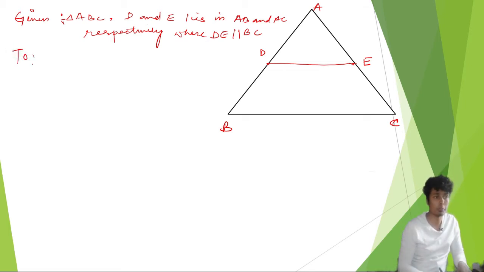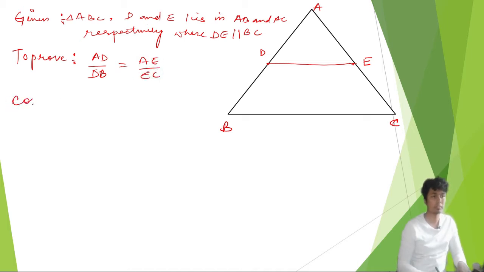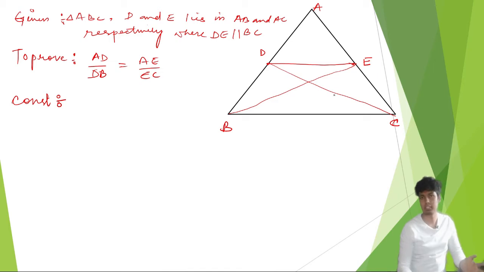Now, what do we need to prove? To prove: AD by DB must be equal to AE by EC. Now, construction. What construction are you going to make? Join BE. Join DC. We have joined the two lines. Now another thing is to draw a perpendicular here, and draw another perpendicular here.